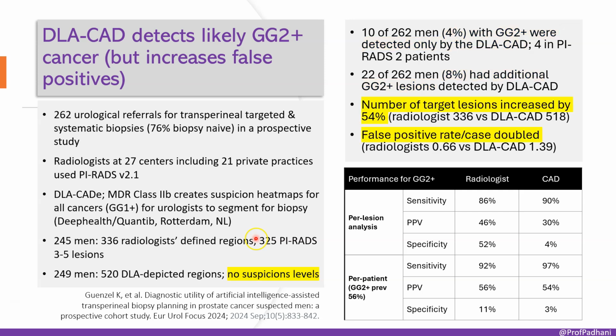The number of target lesions identified increased by 54% compared to the radiologists alone, and the false positive rate per case effectively doubled. Looking at the performance metrics, while per-patient sensitivity increased slightly with AI, the per-lesion PPV dropped significantly from 46% to 30%, and specificity decreased. This highlights the crucial sensitivity-specificity trade-off when using AI as a high-sensitivity safety net.